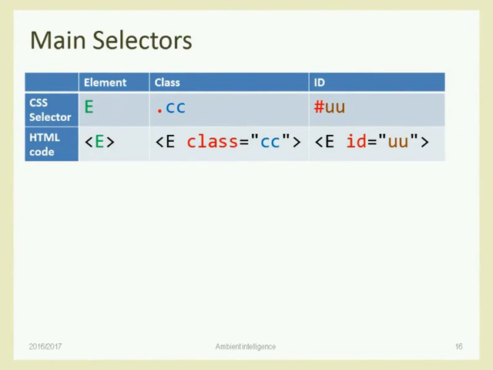If you want to be more specific, you can specify in any HTML element either a class attribute or an ID attribute. And if you have a class attribute, then you have a class CSS selector. So what does it mean? If the CSS selector is dot name, it will apply to all the elements, whatever element type, provided that they have a class declared with that name. Or if you have a hash sign name, hash UU, it will apply to the element in the HTML page that has an ID attribute called UU.